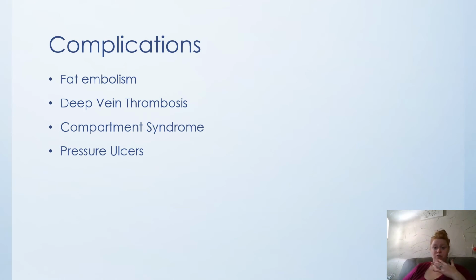Possible complications from a hip fracture. A patient can get a fat embolism, a DVT, compartment syndrome, and pressure ulcers. So inside our long bones is fat tissue. When you fracture a long bone, it is possible that the fat inside the bone gets into the vascular system. If that occurs, it can also travel to the heart and the lungs and cause a fat embolism. These are deadly.